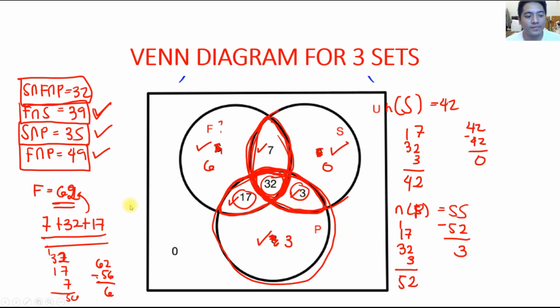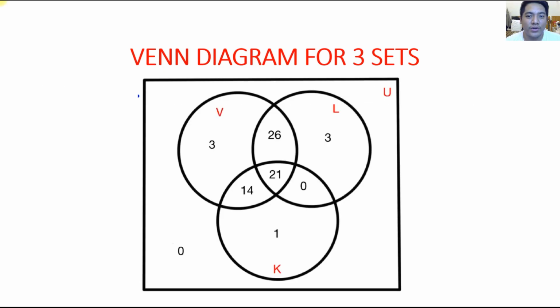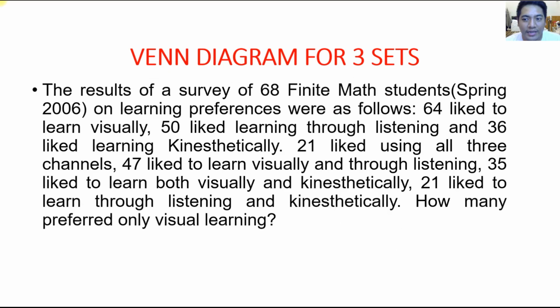Alright? So you can try this one. This is for your assignment and for your reference of the answer. This is the reference for your answer, so you can check it. But first, you can solve this. Take note of the 21 here, which is the number who like using all three channels. That is your very first information that you need before you can compute the values of the other parts of the Venn diagram.